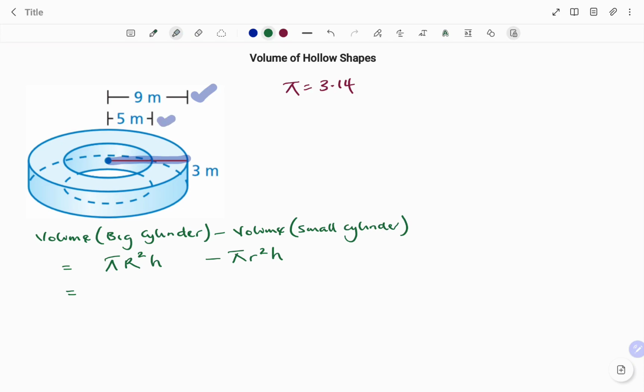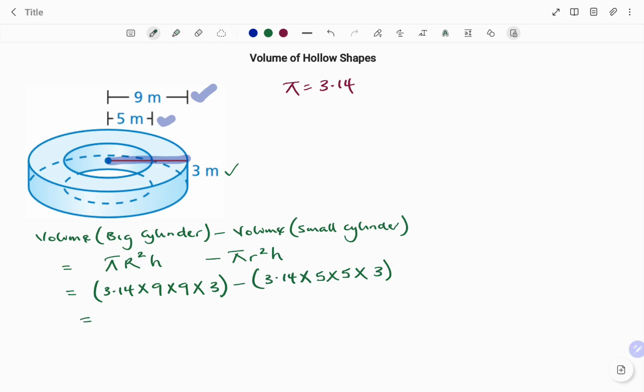So putting that back in, I have 3.14 times my big radius, that's 9 squared, and that's the same as 9 times 9, times the height. The height has been given as 3 meters, so I have 3 minus pi 3.14 times the small circle inside, that is a small cylinder that has a radius of 5 meters. So I have 5 times 5 times my perpendicular height, that's 3.